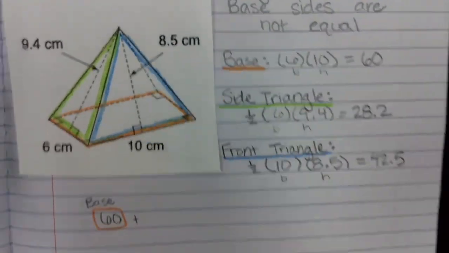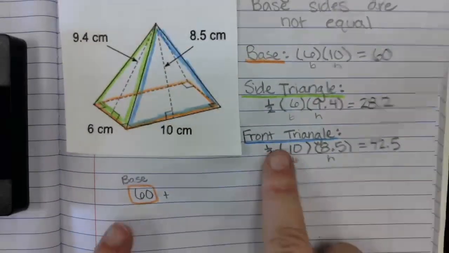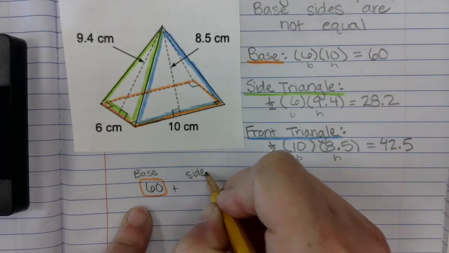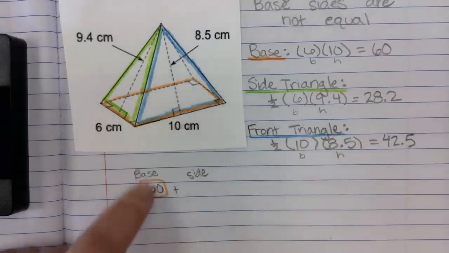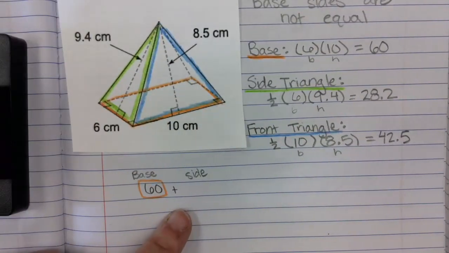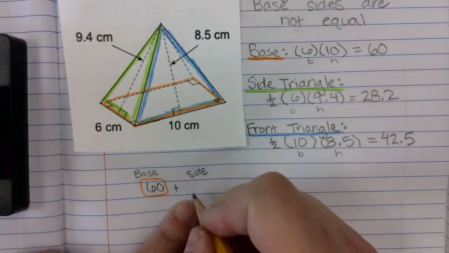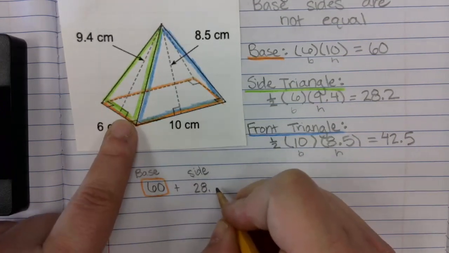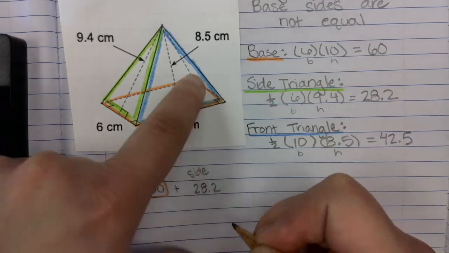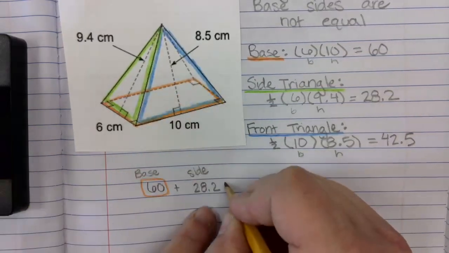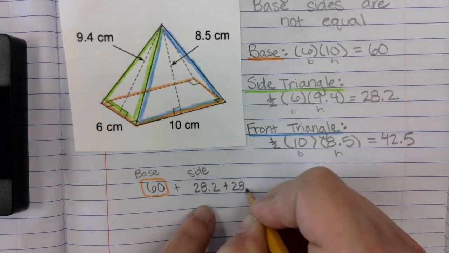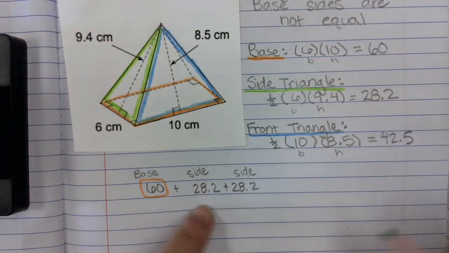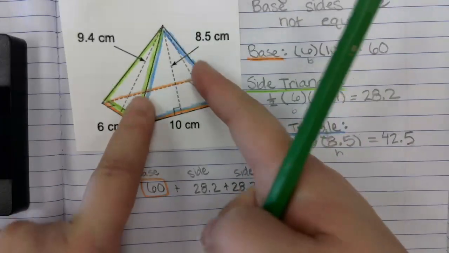Okay, now if I look at those green triangles, those side triangles, how many green triangles are going to come from our base? 2. Why 2? Yeah, there's 2 sides. There's one coming off of this 6 centimeters, but there's also one coming off this 6 centimeters. So we're going to do 28.2 twice. We have our side and our side, kind of our left side and our right side. They're coming off each side there.